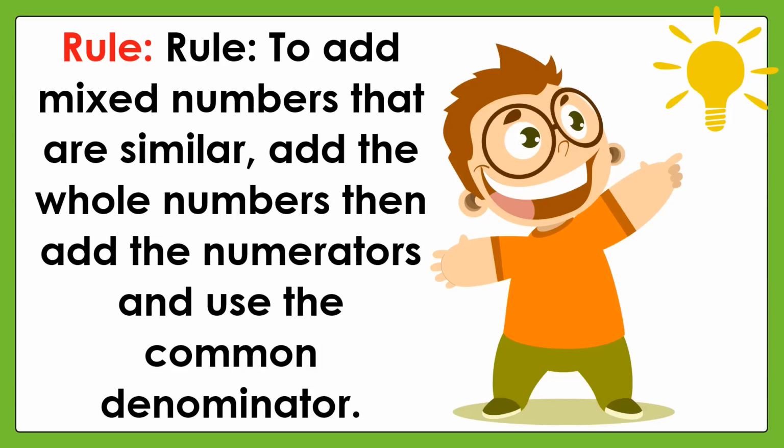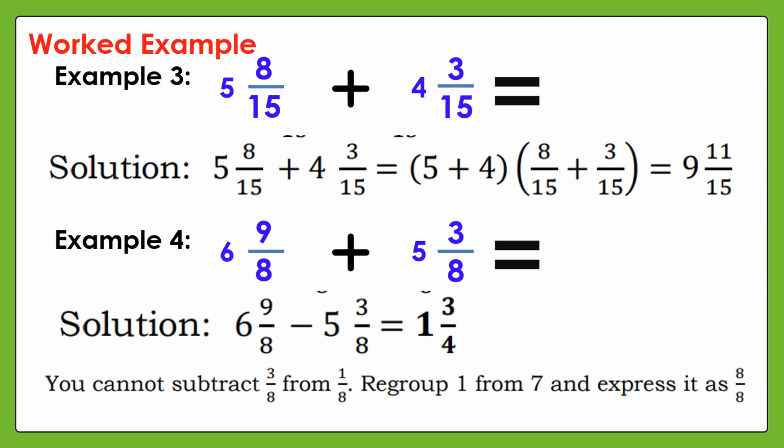Rule: to add mixed numbers that are similar, add the whole numbers, then add the numerators and use the common denominators. Example number 3, 5 and 8/15 plus 4 and 3/15 is equal to, here's the solution. 5 and 8/15 plus 4 and 3/15 is equal to 5 plus 4, 8/15 plus 3/15 is equal to 9 and 11/15.